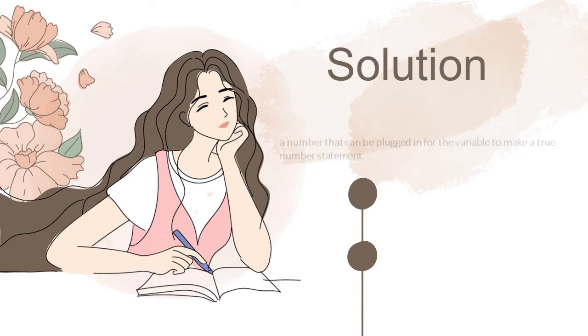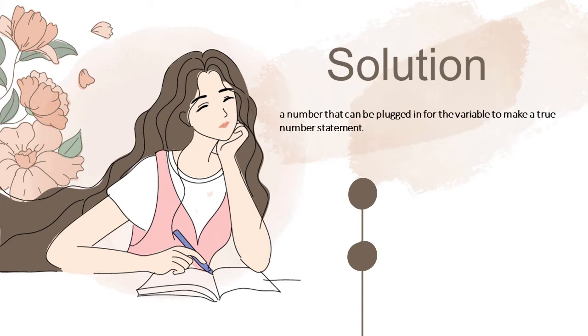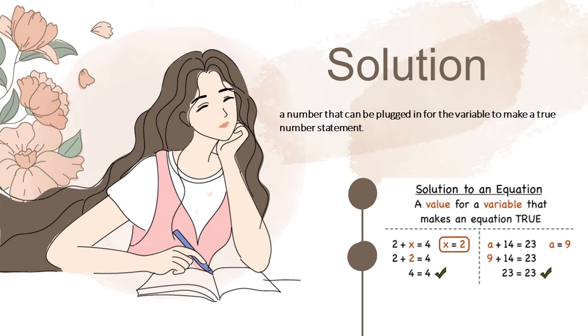Next is solution. A solution to an equation is a number that can be plugged in for the variable to make a true number statement. So a solution to an equation is a value for a variable that makes an equation true. So we have here an equation 2 plus x equals 4. The value of x is 2. So 2 plus 2 is 4, therefore 4 is equal to 4. That makes the equation true.